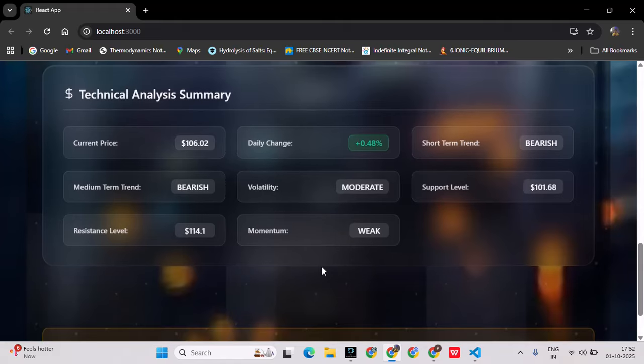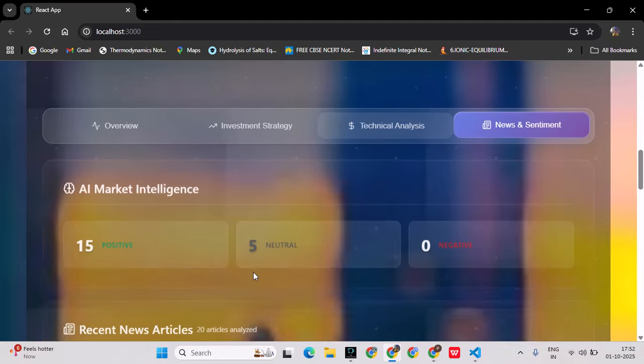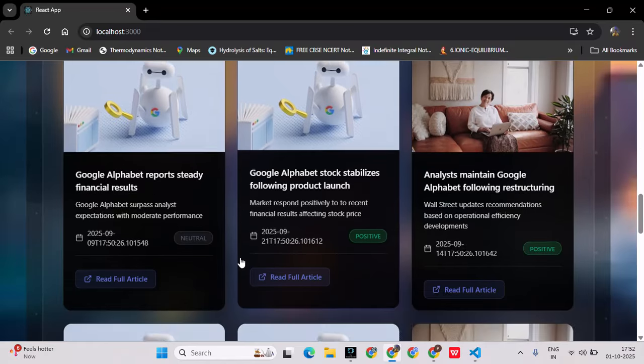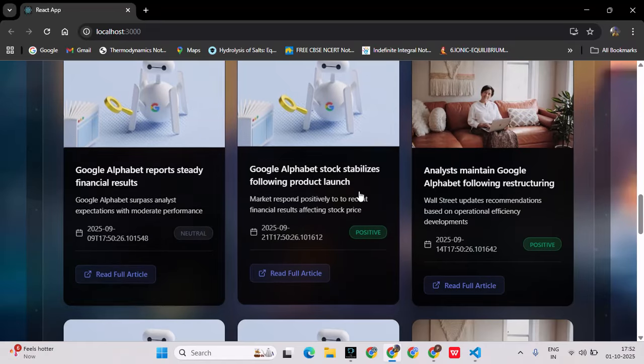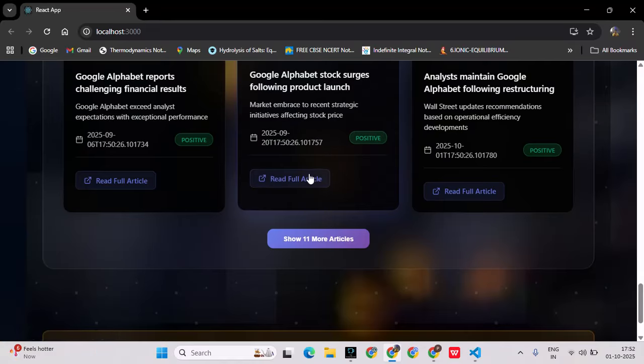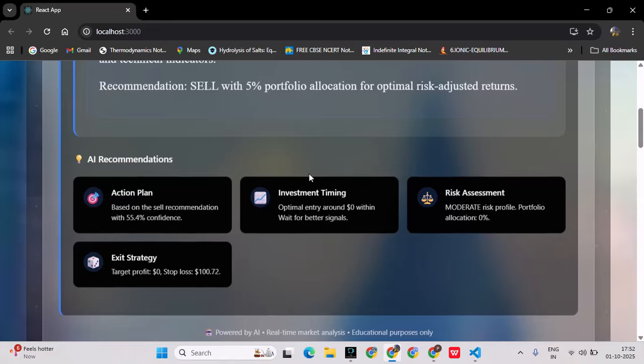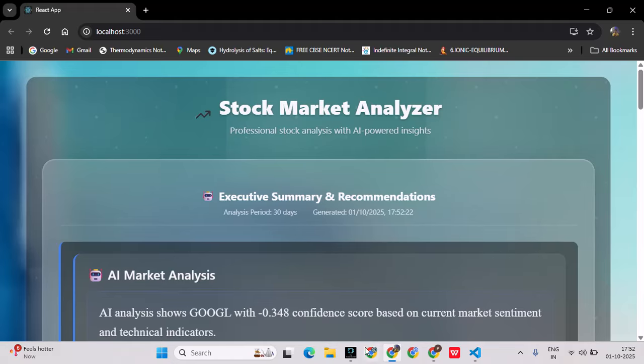We also have a technical analysis, which says that the short term is bearish and the long term is also bearish. It means the price is decreasing. At last we also have the news analysis, which shows what the news is, which is neutral and which is positive. Based on only these news articles, the final output is given. So this is the complete project on stock market analysis.